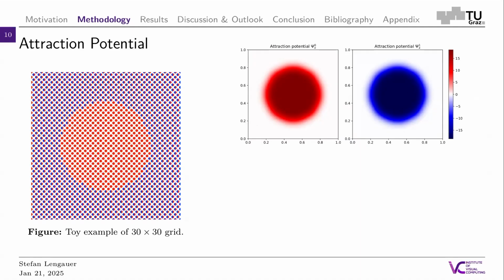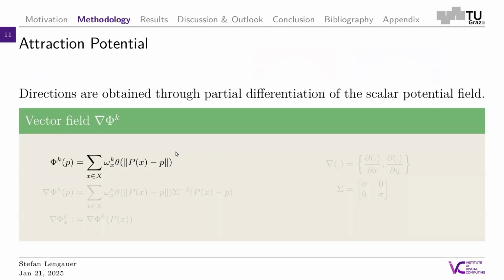So yeah, but that's a scalar field basically. But what we want to have are vectors describing us the direction of these potentials. So we need to transform this scalar field into a vector field. Luckily, that's quite easy to obtain by differentiating this potential. So we need to employ a partial differentiation. That's also not too complicated for these Gaussian kernels.